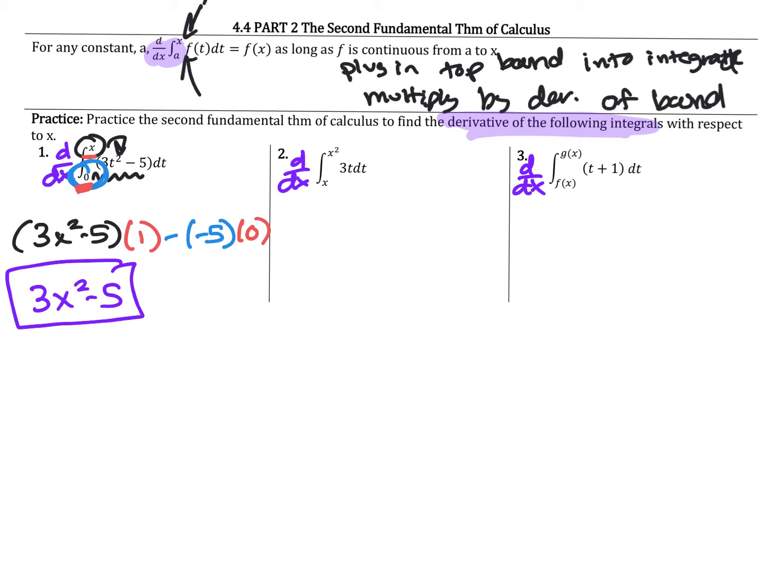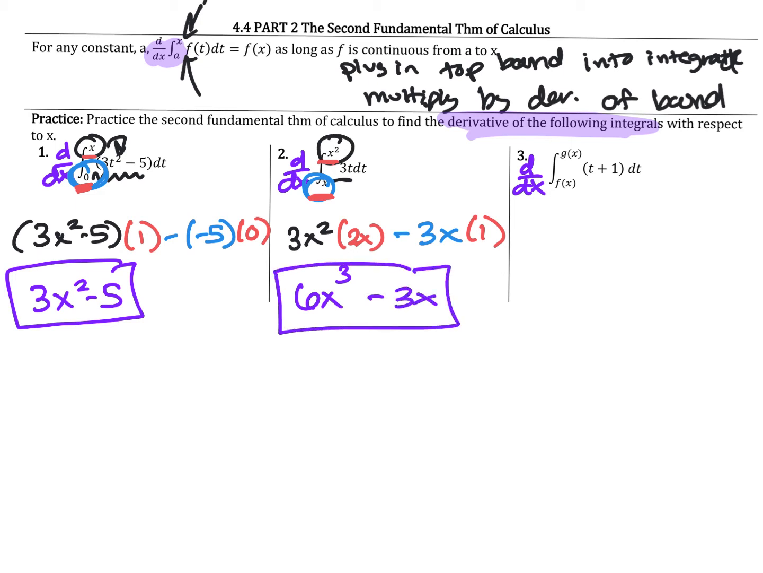The very first thing I'm going to do is plug in the upper bound. So instead of 3t, I'm going to have 3x squared. Then I'm going to multiply that by the derivative of x squared, which is 2x. Then I'm going to subtract. I'm going to plug in the lower bound. So 3 times t is going to become 3 times x. And I'm going to multiply by the derivative of that lower bound, which is 1. Then I'm going to simplify. 3 times 2 is 6x to the third power minus 3x. That's going to be my final answer here.